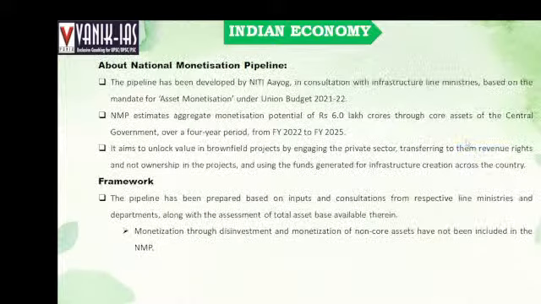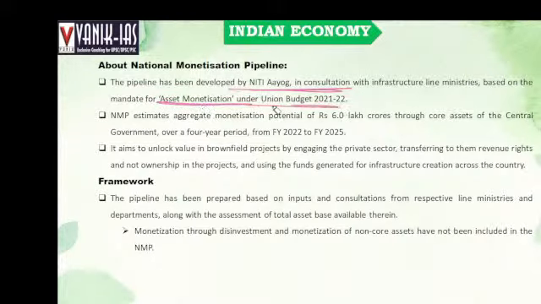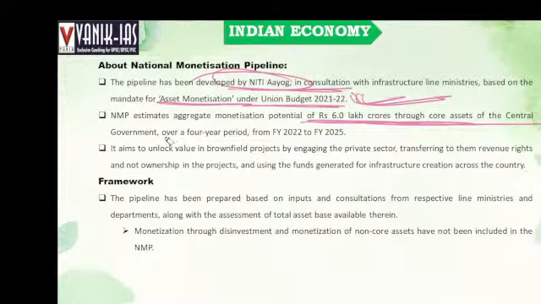About the National Monetization Pipeline. The pipeline was developed by Niti Aayog in consultation with infrastructure ministries, based on the mandate for asset monetization under Union Budget 2022. The NMP estimates an aggregate monetization potential of 6.6 lakh crores from the core assets of the central government over a 4-year period, that is up to 2025. So 6 lakh crore monetization can be done.